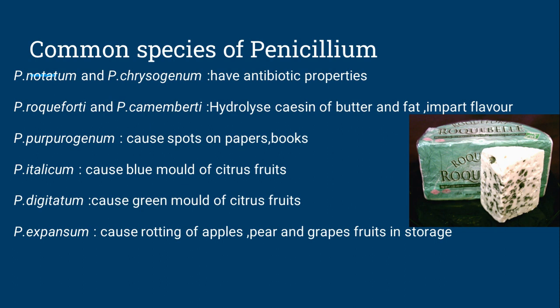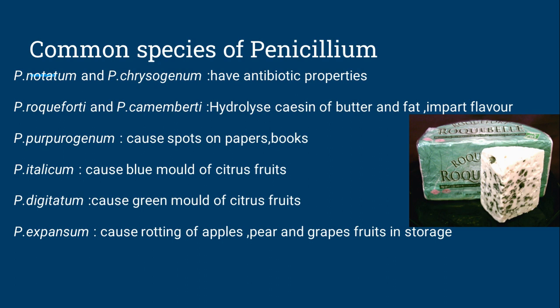Next, there are some common species of Penicillium also. The two species that we have already discussed, they have antibiotic properties, and those are Penicillium notatum and Penicillium chrysogenum. They are used to produce the antibiotic drug, that is penicillin. We've already discussed.